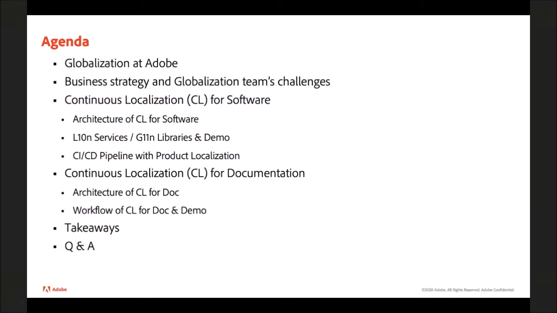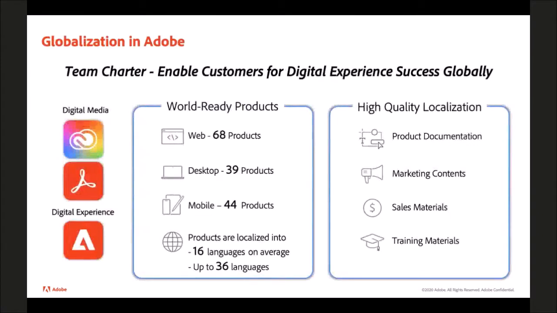First, let's talk about globalization in Adobe very quickly. Adobe has a broad portfolio of products, services, and solutions. And now we are focusing on two key growth areas. The first one is the digital media business, which includes Creative Cloud, such as Photoshop and Illustrator, and Adobe Document Cloud, including Acrobat and eSign solution. The second focus area is the digital experience business. By the way, our team is focused on this business. We provide the Digital Experience Cloud, which offers a collection of integrated online marketing and web analytics solutions.